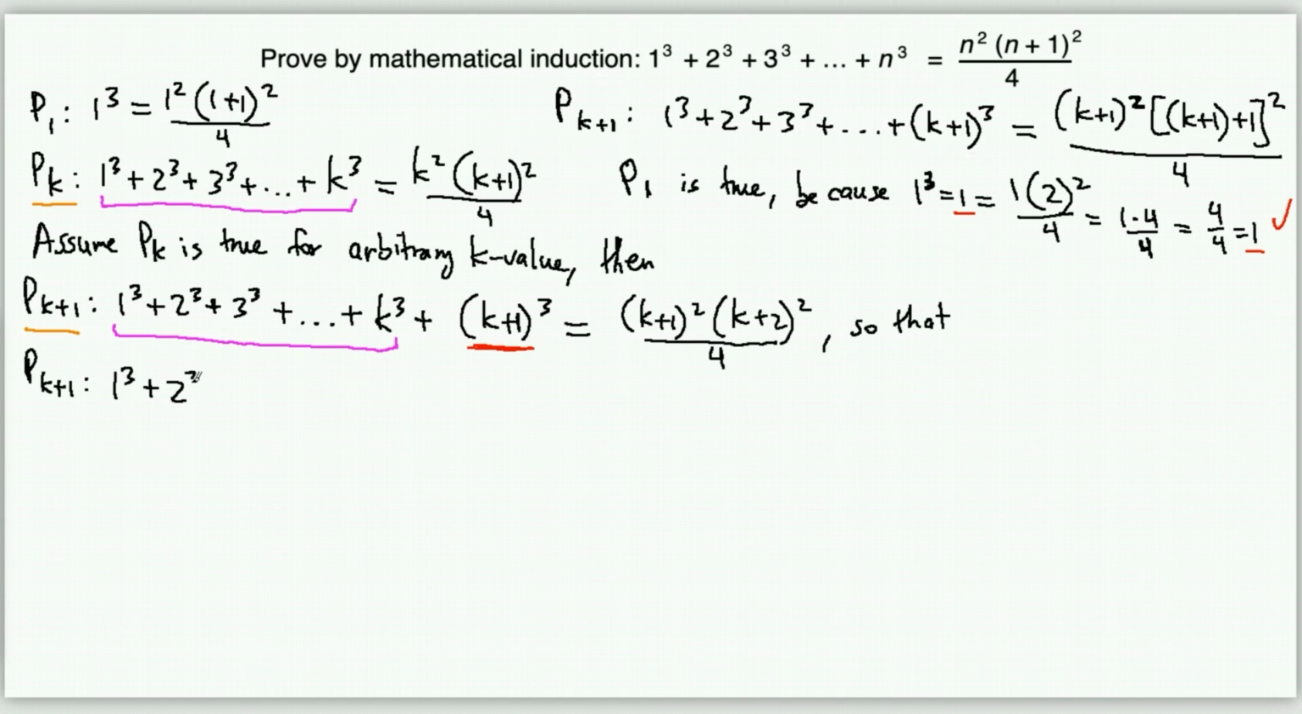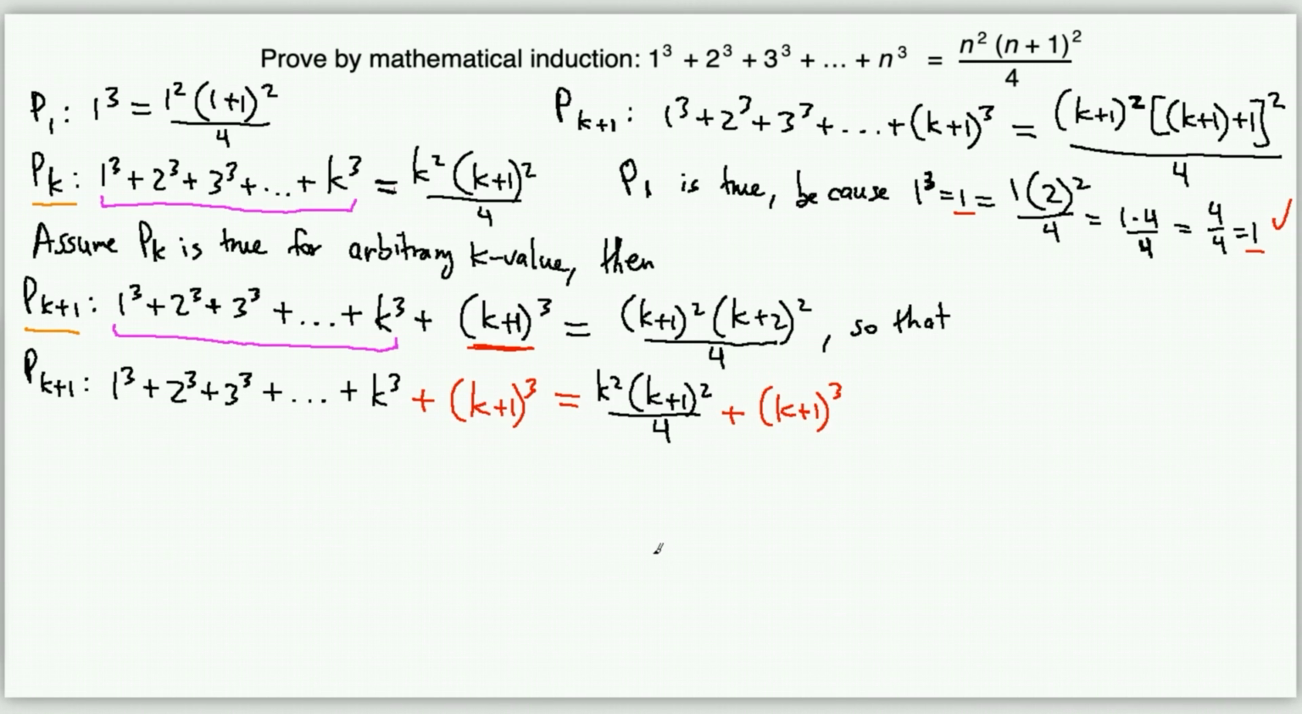1 to the third plus 2 to the third plus 3 to the third plus all the way to k to the third. Now we're going to add this one more guy to this statement. So we're going to do plus (k plus 1) to the third is equal to, now taking this right side, we're going to copy it down, k squared (k plus 1) squared divided by 4, and then we have to add it, right? We have to add this guy to this side as well. So we're going to write it in red, plus (k plus 1) to the third.